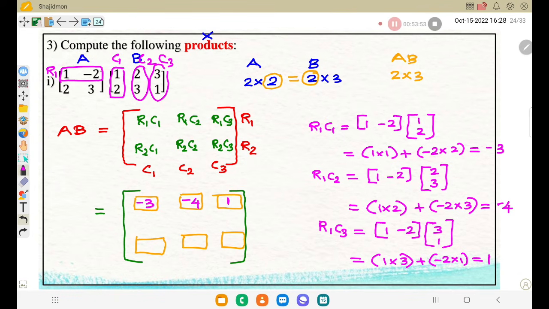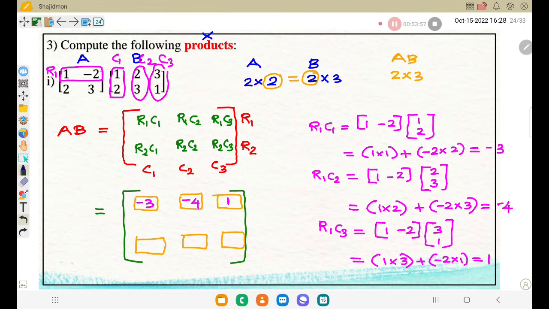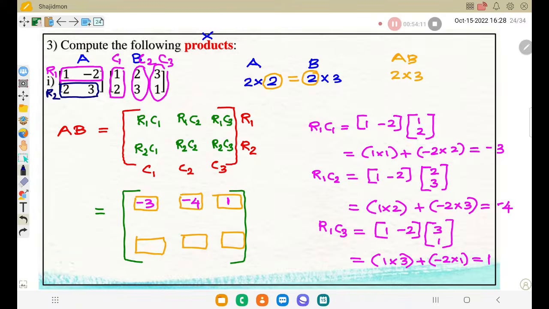I hope you are clear on the first row. Now the same way we will do the second row. Second row means [2, 3]. Correct? R2. This is the second row. So [2, 3] multiply, that means R2 C1. R2 means [2, 3], multiplied with column number 1, [1, 2].